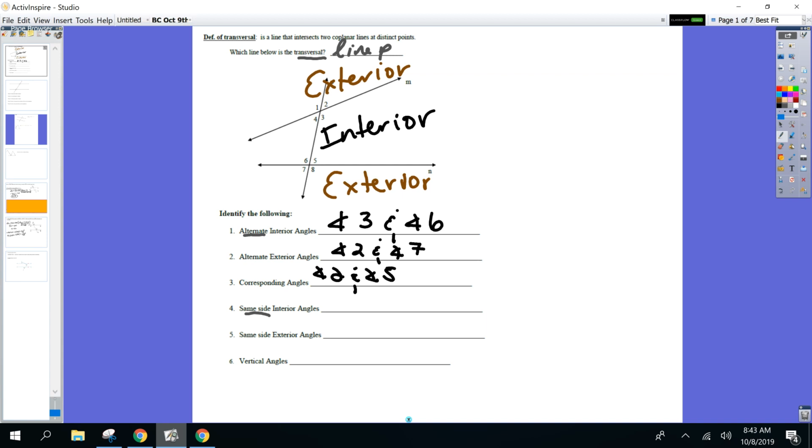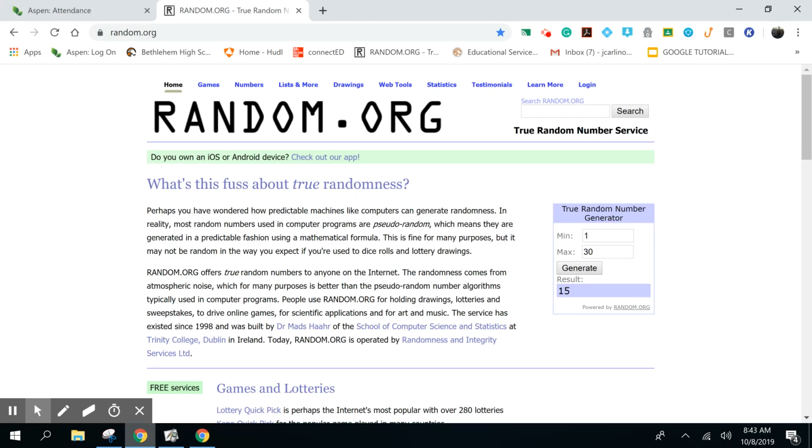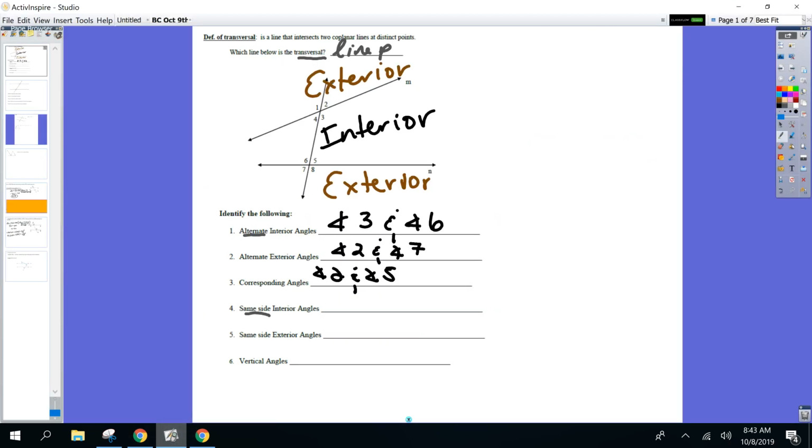Same side, interior now. Notice the names. Same side of the transversal, interior, inside. What do you got for me? 2 angles that would be same side, interior. 16? 3 and 5. I could also say 4 and 6.